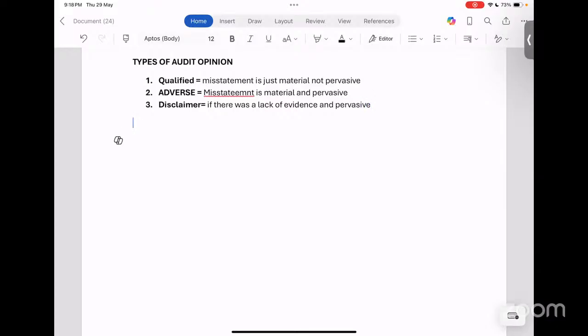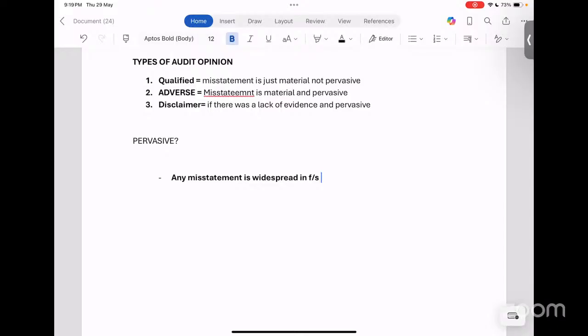Now we have used this term pervasive again and again. We all know what is material, but what is this term pervasive? What is a pervasive misstatement? So number one, if any misstatement is widespread in the financial statements, then yes, it is a pervasive misstatement. Something which is widespread in the financial statements, right? That is a pervasive misstatement.